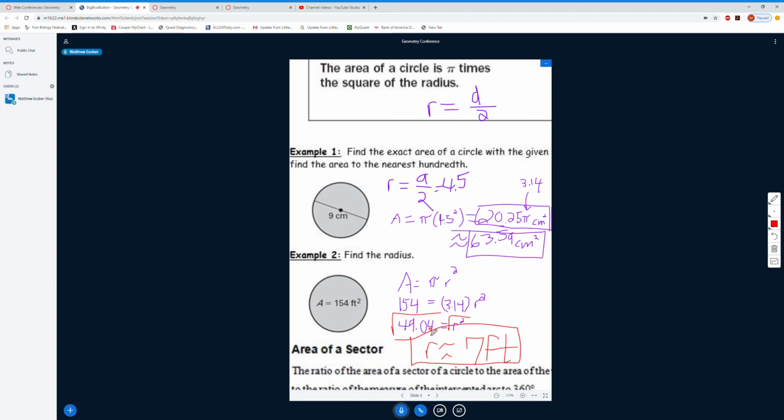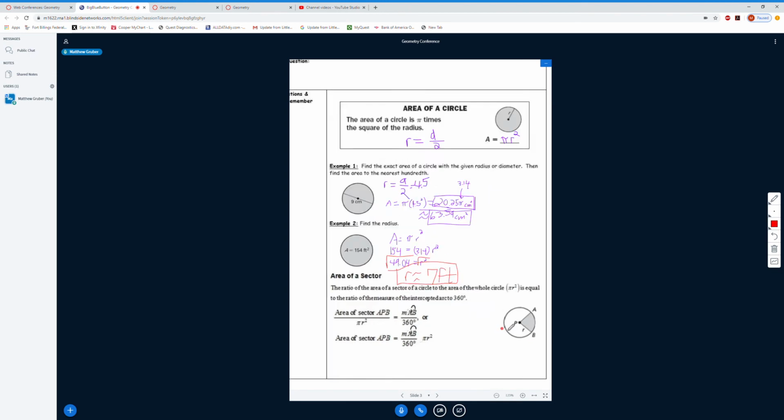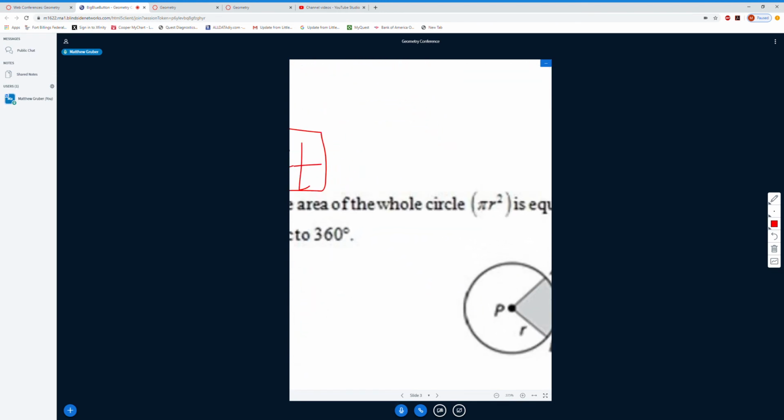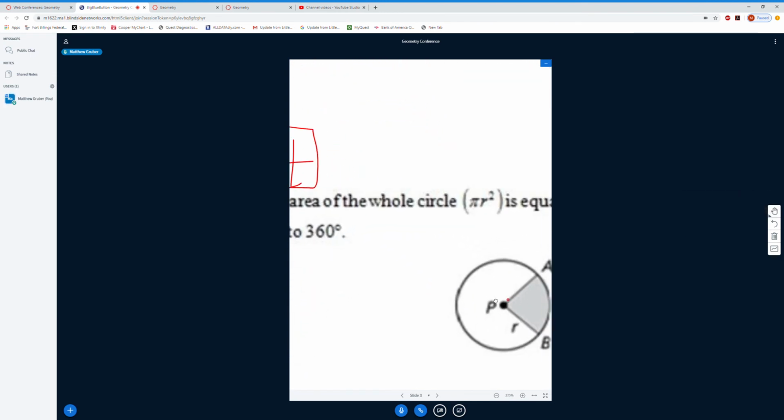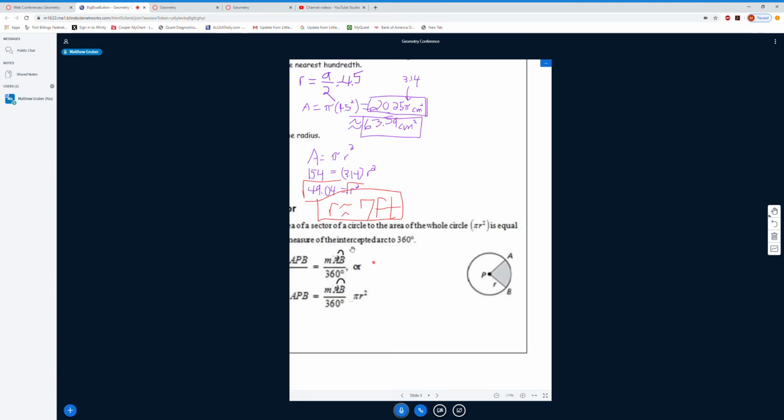So just like in 11.1, we could find the circumference or find a part of the circumference, which was an arc length. We can either find the area of a circle or a part of the area, which is called a sector. So if you look at this drawing right here, I'm going to focus in on it. This shaded region is a part of the circle, and that is called a sector.